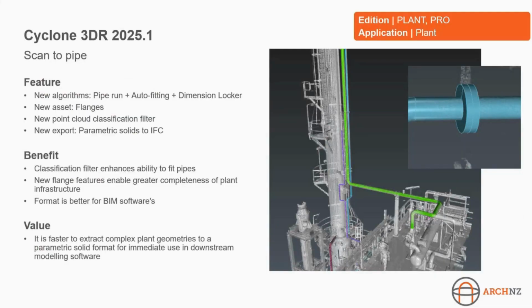The scan to pipe function is kind of a major overhaul of the UI. The pipe extraction is much faster with just one click for very long pipe runs. There's some dimension lockers. There's a new asset type with flanges. You can filter by the classification layer and export to parametric solids, which is better for those users in Revit type applications. So it's all about getting complex geometries much faster and more complete compared to before.